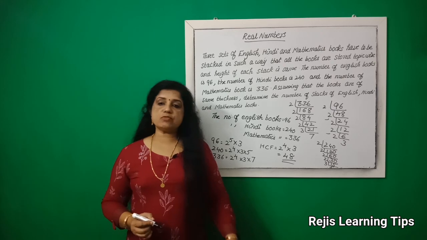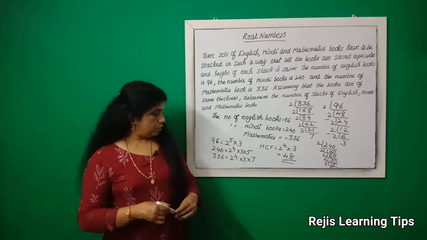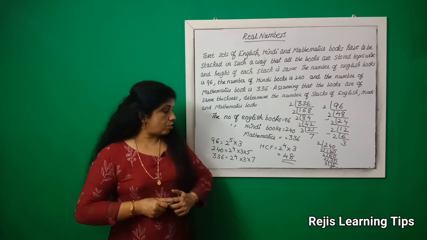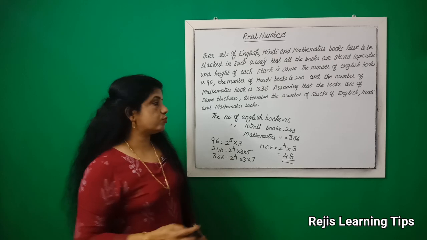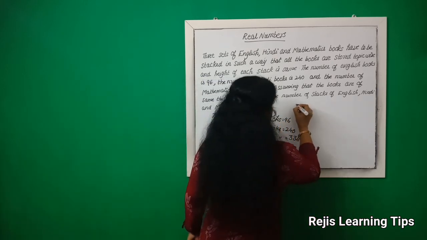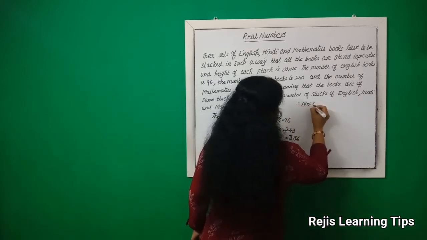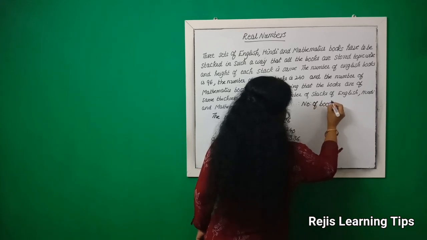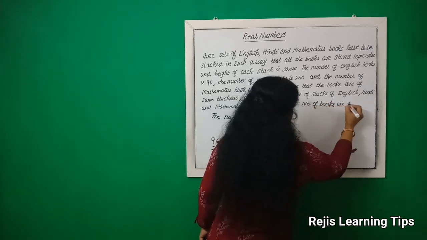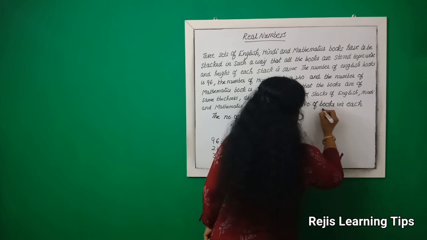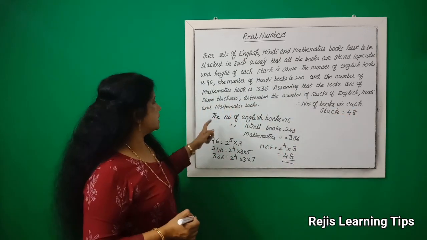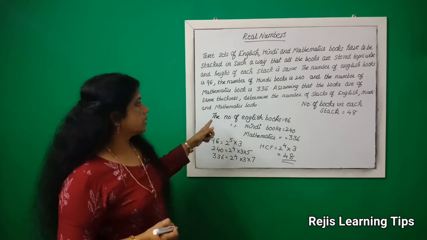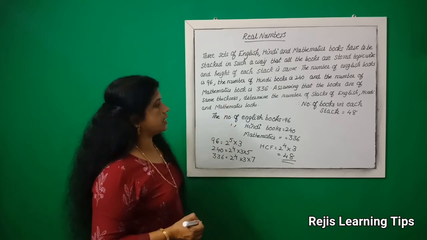So there must be 48 books on each stack. So the number of books on each stack is equal to 48. Therefore the number of books in each stack is equal to 48. Here we want to find the number of stacks. Number of stacks we should find here.